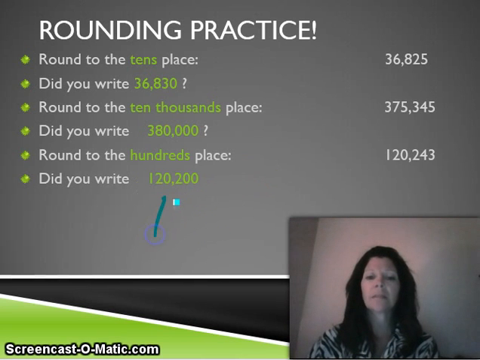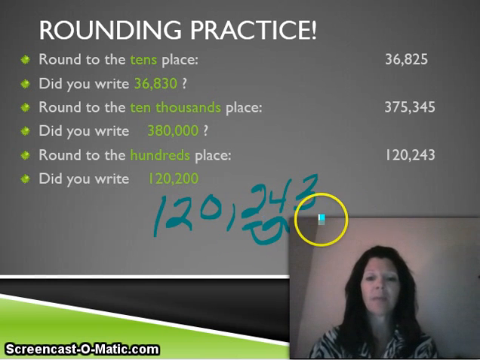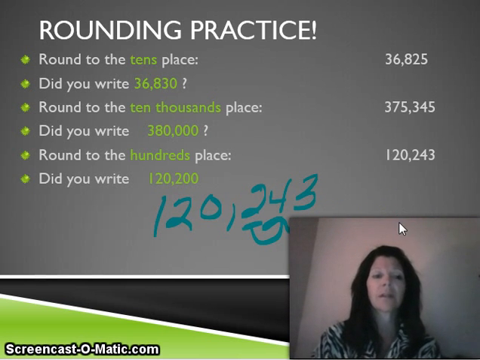So when looking at 120,243, we're going to the hundreds place. So we look next door to the 4. The rule is that it's 4 or below, so we just ignore. That means the 2 stays the same. Therefore, you have 120,200. The rest become zeros. Good job if that's what you all did. All right, let's move on.